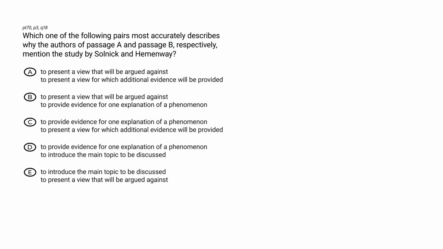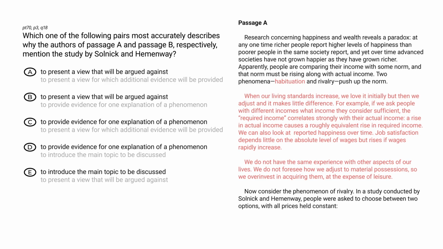Finally, question 18 is asking why they're each mentioning the study. Passage A is bringing up the study to talk about rivalry. It was one of the two things she identified in the first paragraph that keep us from being happier even though we're getting wealthier. So she's certainly not presenting anything she'll argue against. This study is brought up as her evidence for how rivalry affects our sense of happiness. So we can get rid of A and B.